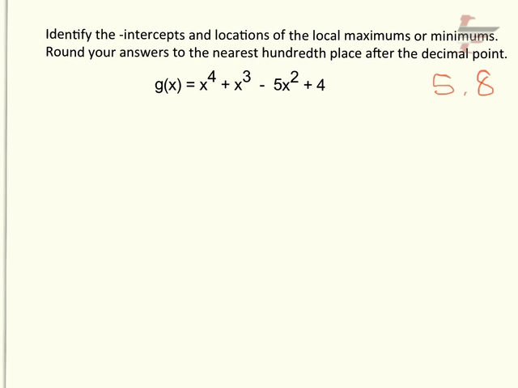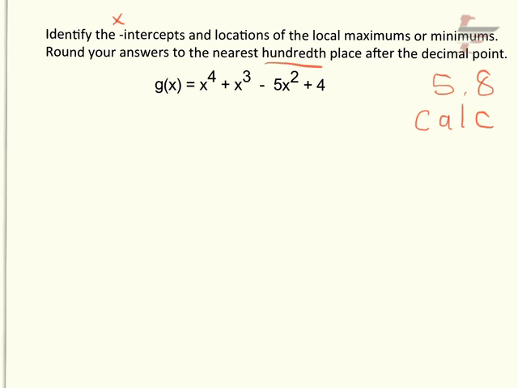Alright, this video is a review from section 5.8, and this would be a calculator question. It says, identify the x-intercepts and the locations of the local maximums or minimums. Round your answers to the nearest hundredth place. Follow those directions. Those would be really silly points to lose.